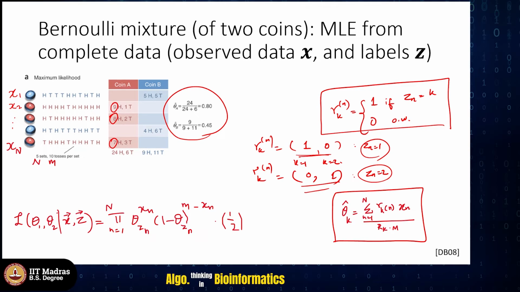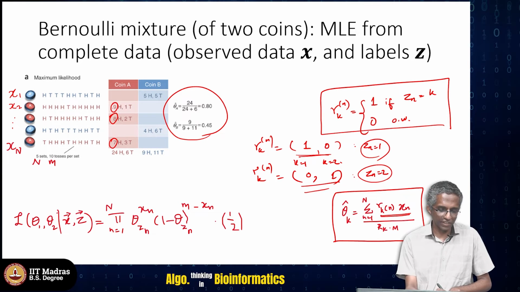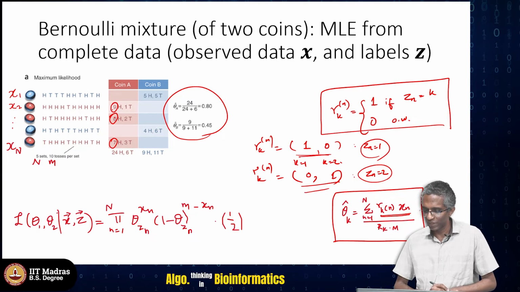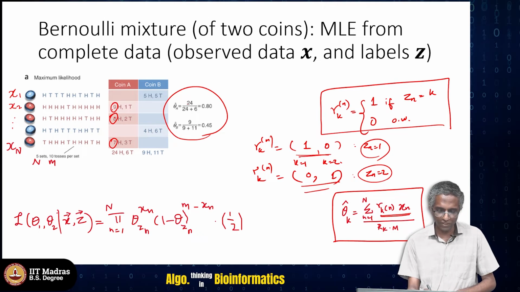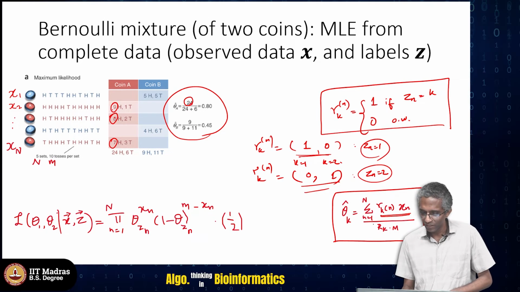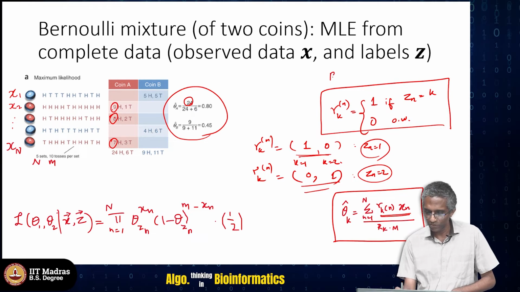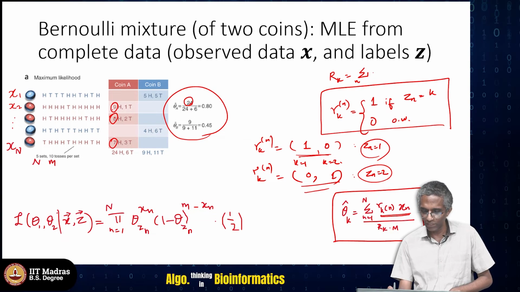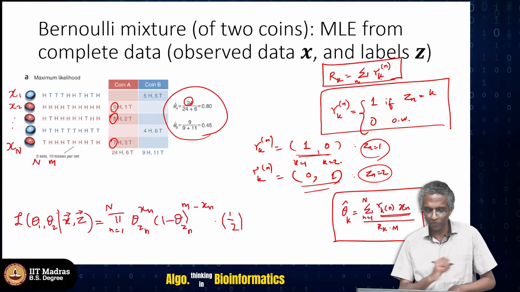So, if theta k equals 1, then Rk of n will only be 1 for those sets where coin A was used. Then you just multiply that with the number of heads xn. So, xn is 9 here, xn is 8 here, xn is 7 here. All of those 3 numbers will be added up, and that will give you the total number of heads, that is 24 here, and then divided by Rk, which is the total responsibility. Rk is the sum over all the data points of Rk of n. This is how we define the total responsibility for component k.